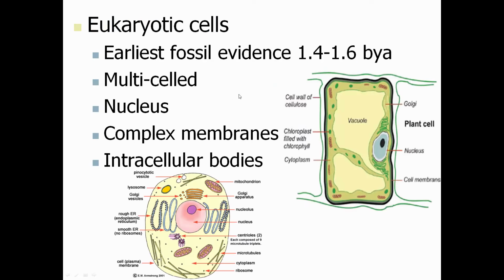Then we moved to the eukaryotic cell, which has a true nucleus. These are the earliest. They appeared about 1.4 to 1.6 billion years ago. They are multi-celled at times, although they can be single-celled, but these are the first ones that became multi-celled. They do have their own nucleus. It's wrapped in a nuclear membrane. They have complex membranes wrapping most of the material that's inside of it.